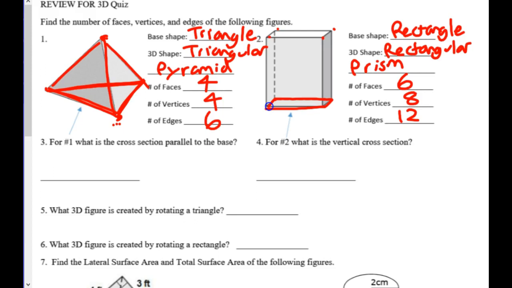Thank you. So on number 3, for number 1, for this picture right here, the question is, what is the cross section parallel to the what? Base. Key word. So if it says base, and I'm doing a cross section, it's going to be the exact same thing as the base. So what's the base from number 1? A triangle, right? So here's a triangle. If I cut it up here, I'd still get a triangle, right? Parallel to the base, same thing as the base. Now catching this? Keywords, right? So tomorrow you're going to get this right. So, since the base was a triangle, it's a triangle.